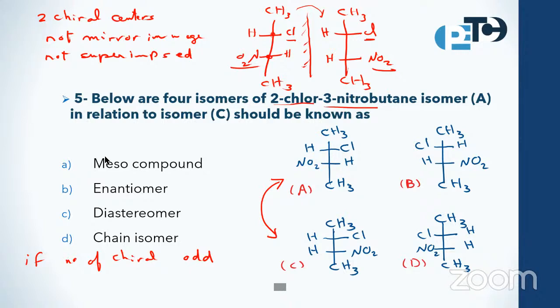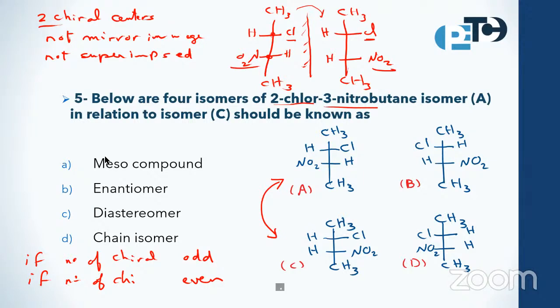While if the number of chiral centers is, like in this case, an even number, 2, 4, 6, 8, and so on. Here we have 2. This is our case. You should check if the compound is a meso compound or not. If it is a meso compound, this means that it is not optically active. So here it is neither enantiomer nor diastereomer.